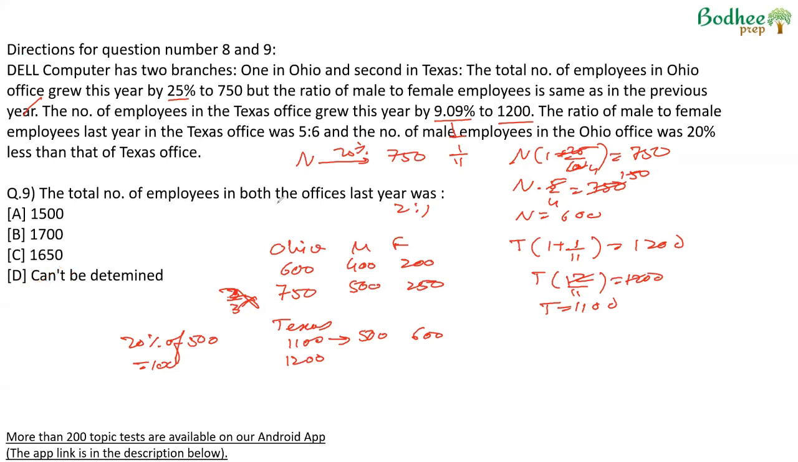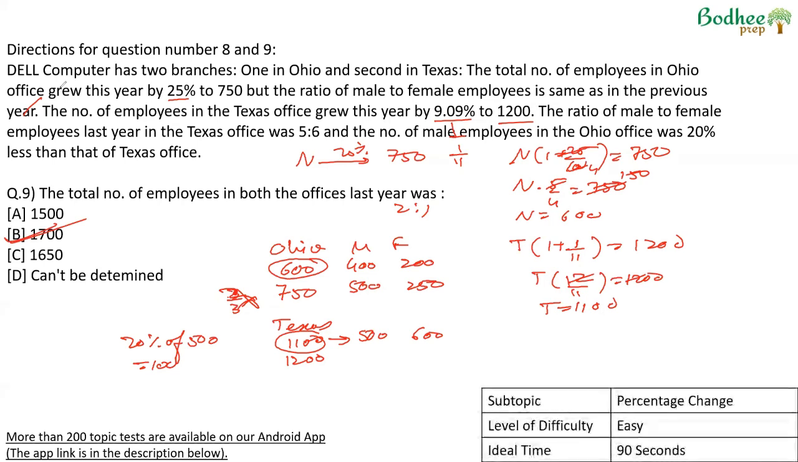Question 9 says the total number of employees in both the offices last year. Last year, Ohio had 600 employees, Texas had 1100, so a total of 1700. Since the calculation is done, for question number 9 the calculation time will be even less because I did all the calculation for question 8 itself. Ideally, this should not have taken more than a minute. So overall, 8 and 9 take about 2.5 minutes to solve. Overall, easy questions, both of them.